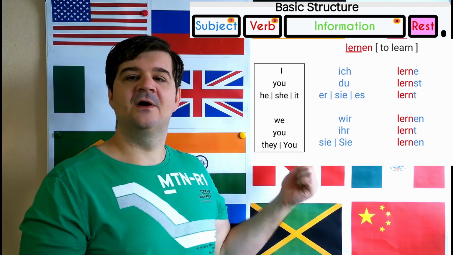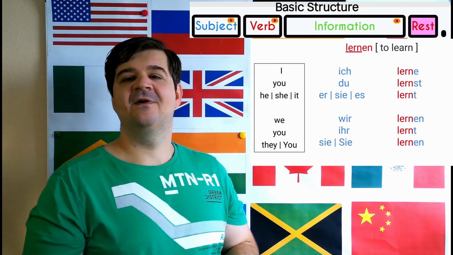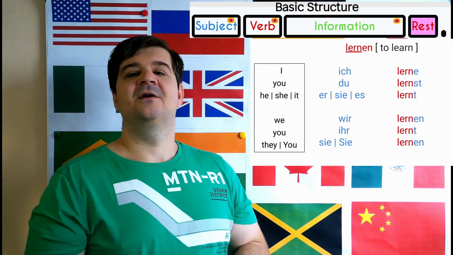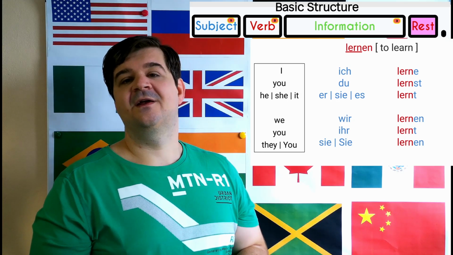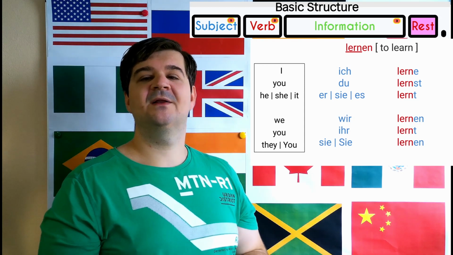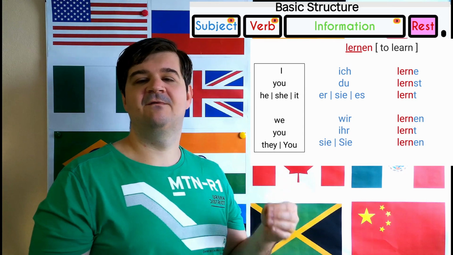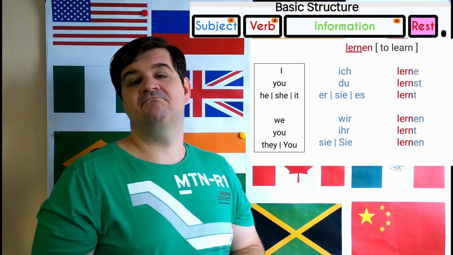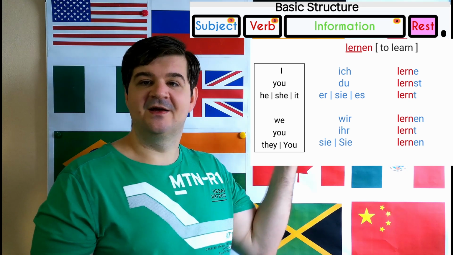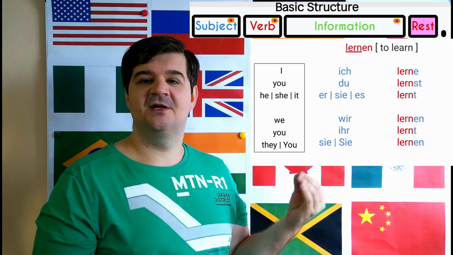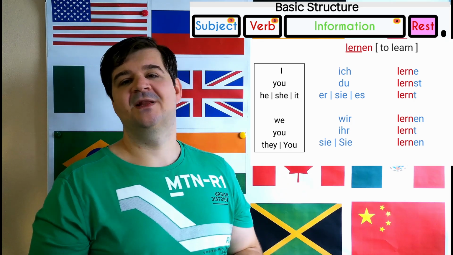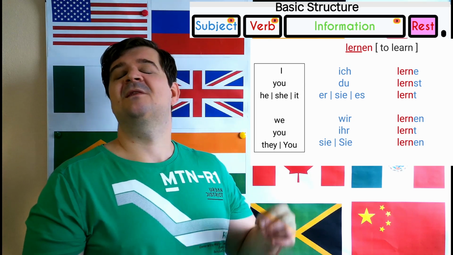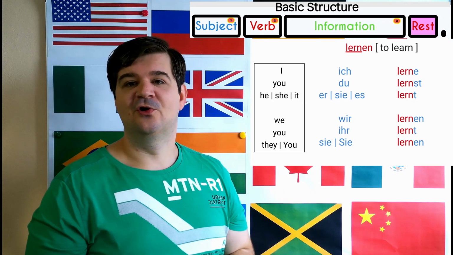And then we go for many people here. We have wir lernen, en in the end, and it looks like the original infinitive on the top, but it is meant for we, for many people. Ihr lernt, for now it looks like the er, sie, es, like for he, she, it, only a T in the end, but later for other verbs it will be a bit different here. And for now, ihr lernt, you guys, you learn.